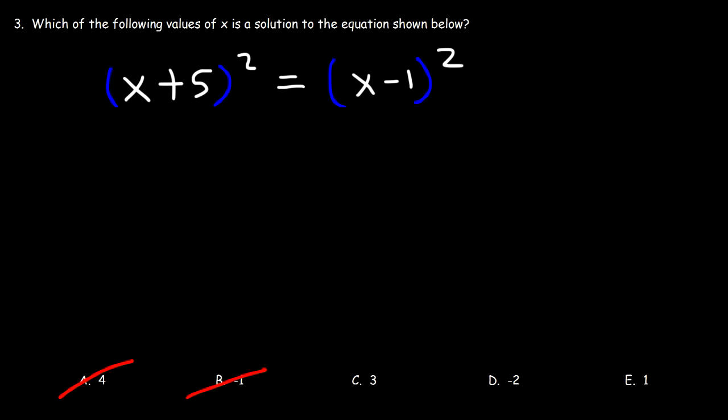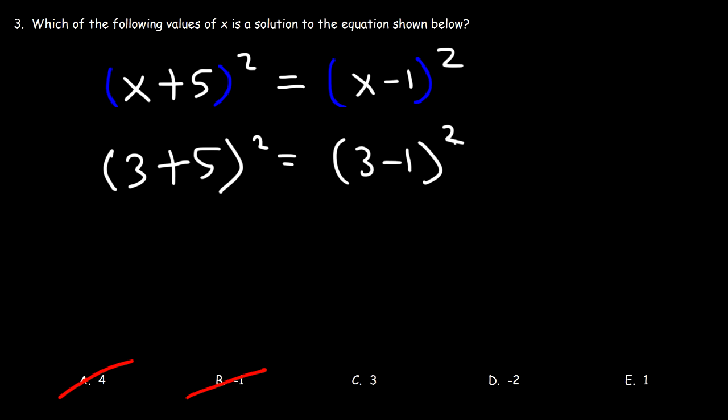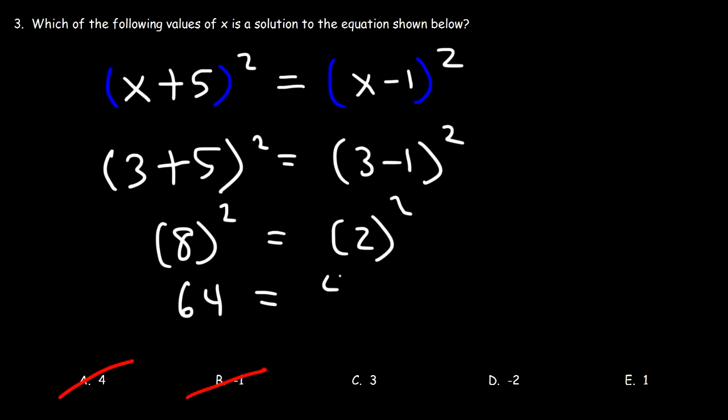Now let's move on to answer choice C. So let's replace x with 3. And let's see if it's going to work this time. 3 plus 5 is 8. 3 minus 1 is 2. Clearly, 8 squared, which is 64, does not equal 2 squared, which is 4. So C can be eliminated.